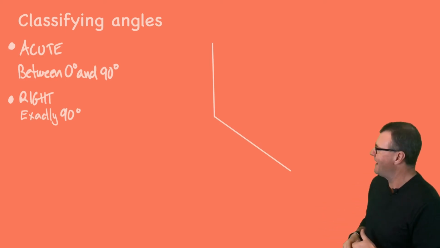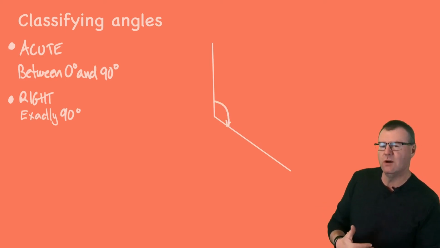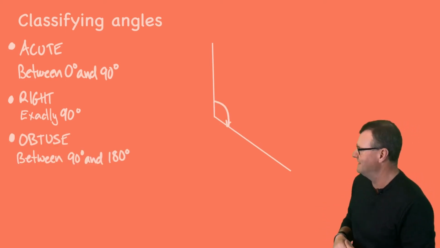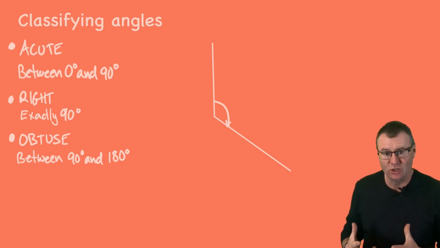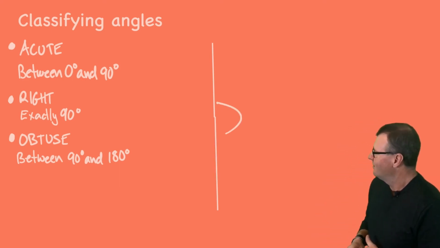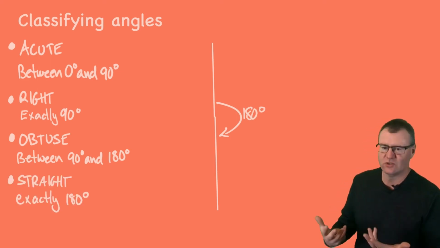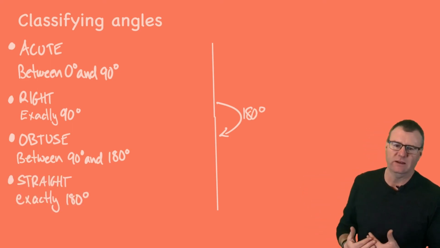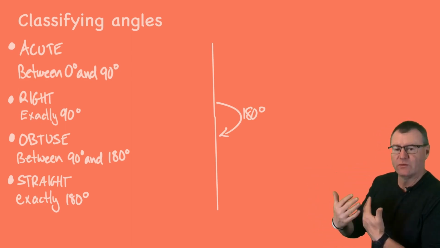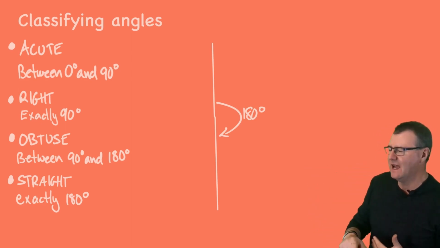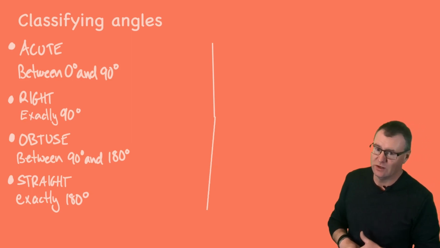If we keep going past that, more than 90 but still less than 180, then we call it an obtuse angle. Once we hit exactly 180 degrees though, we call that a straight angle. And you can see it looks like a straight line. So that's easy to remember. If it's a straight line, we've created a straight angle, which is exactly 180 degrees.